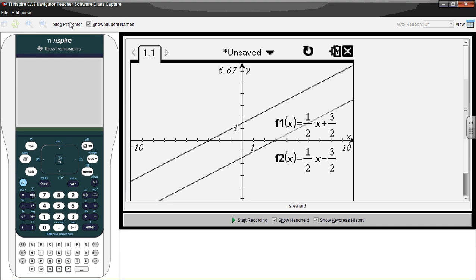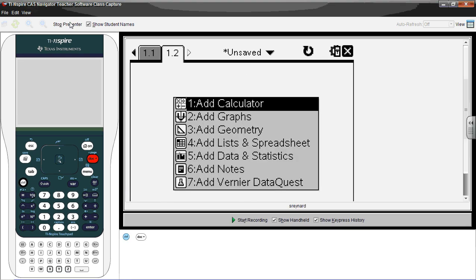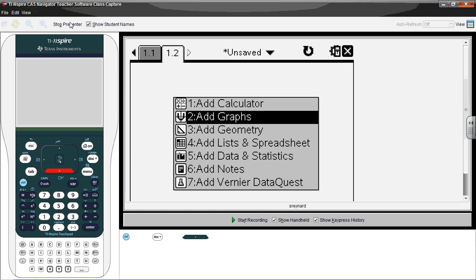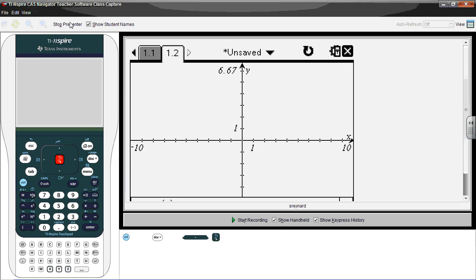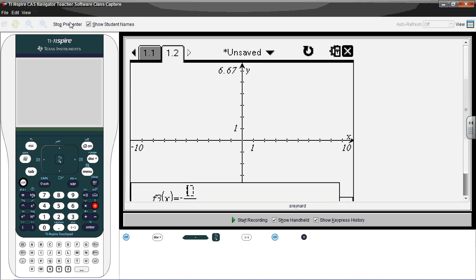So add a page. Control doc. Graph page. Now you're going to put the next two equations in for f3 and f4. I don't have them up here because they're on my smartboard, but I don't remember what they are. y equals negative 2/3 x plus 1/3. y equals negative 4x minus 3. You should have them in your notes so you can look at them. Put those in there.